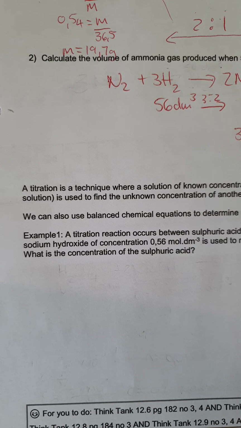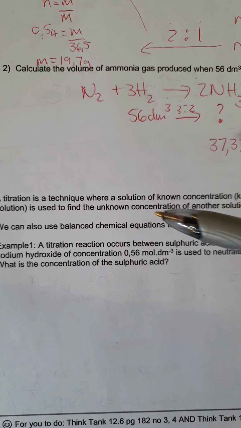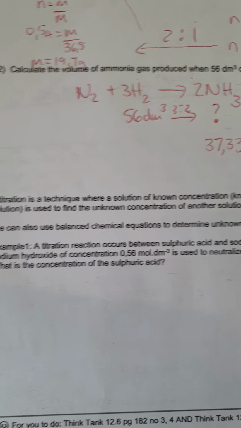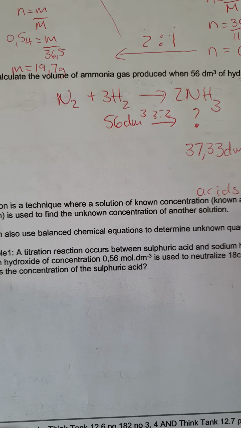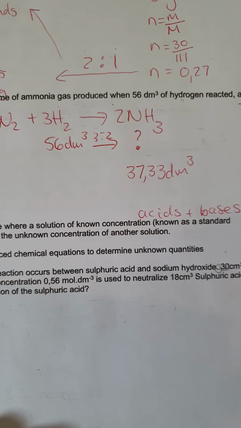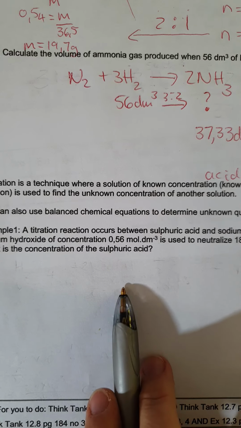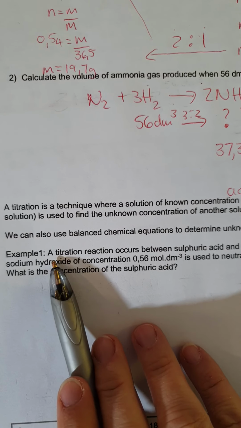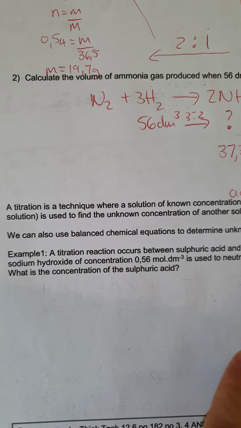A titration is a technique where a solution of known concentration, which we call the standard solution, is used to find the unknown concentration of another solution. This is usually used with acids and bases, and like I said, I will do that with you next year. But we can use these quantities to work things out. Here we have a titration reaction between sulfuric acid and sodium hydroxide.